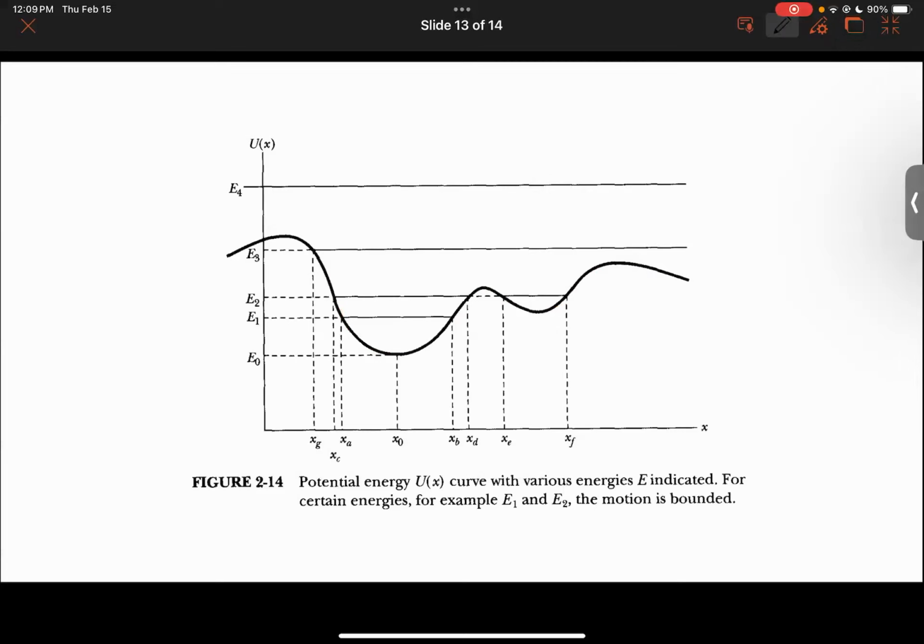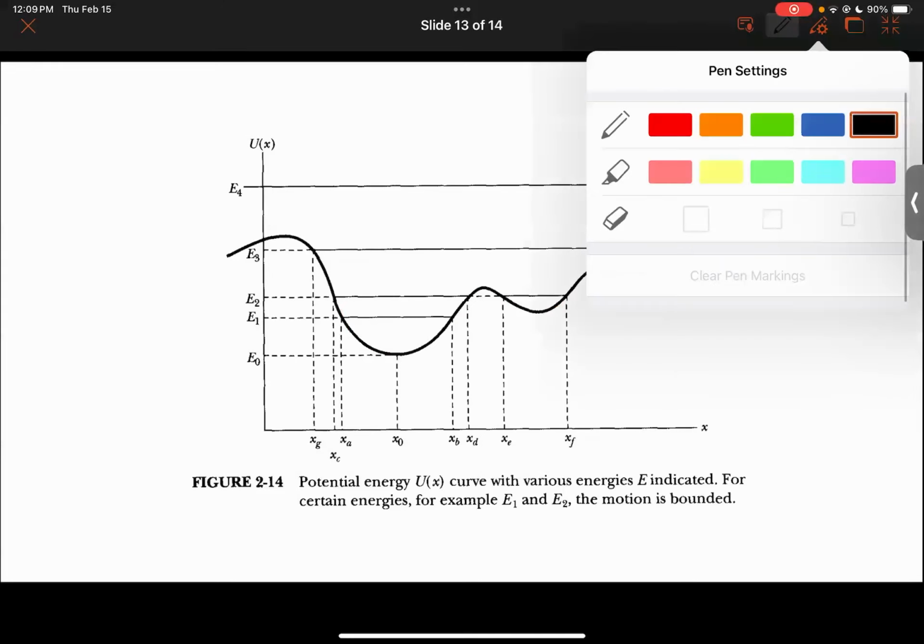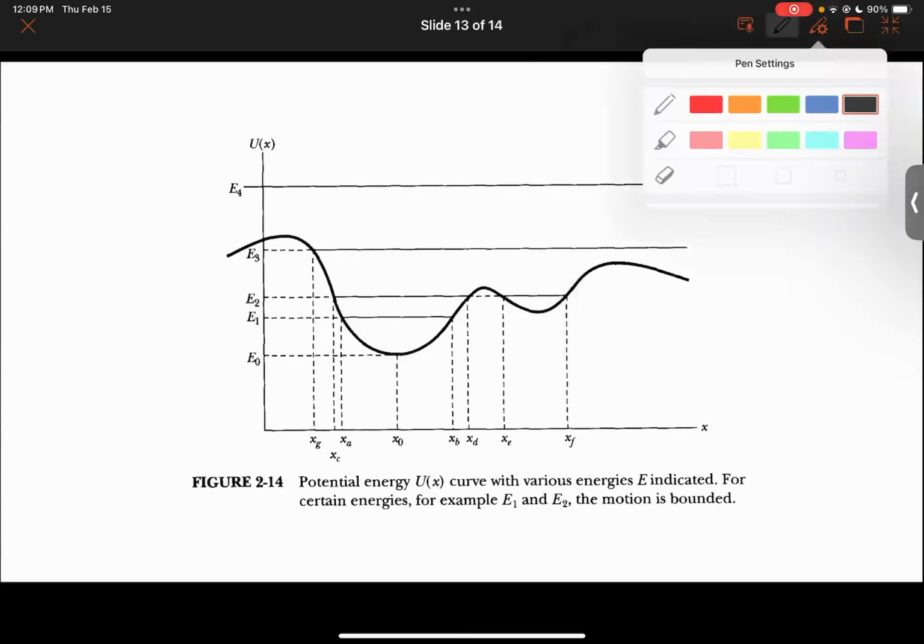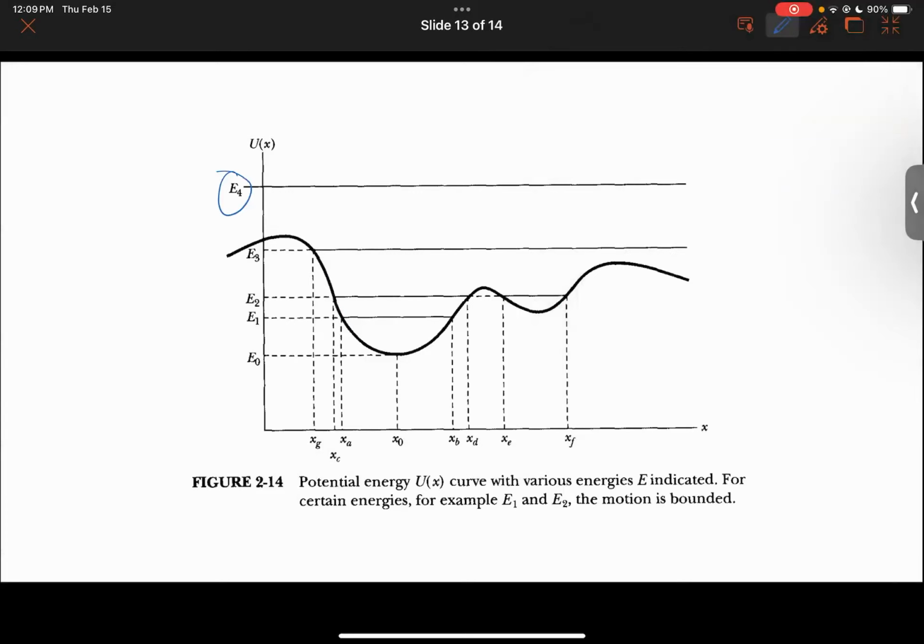Now how do we know kung anong magiging motion ng object? Well, sabi nga natin, it will all depend on the potential. Let's say na yung object ay merong potential corresponding to E4. So ito yung E4, nasa taas. If the object has that much potential, then it will simply move continuously, kasi masyadong mataas yung potential nung object niya. So hindi niya susundan tong shape na to.